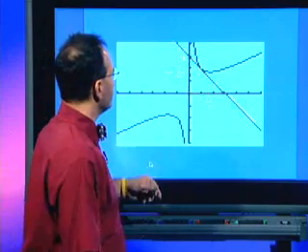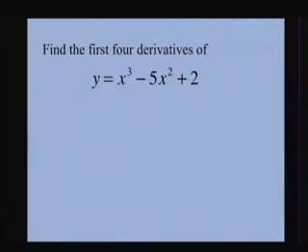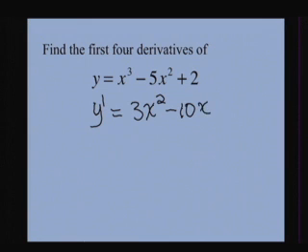Now, let's move on to higher order derivatives. We will discuss them by means of doing an example. I want to find the first 4 derivatives of the polynomial y equals x cubed minus 5x squared plus 2. So my first derivative, y prime, would be 3x squared minus 10x, and of course the derivative of 2 is 0, the constant. My second derivative, y double prime, is going to be equal to, we just take the derivative of this, so it would be 6x minus 10.